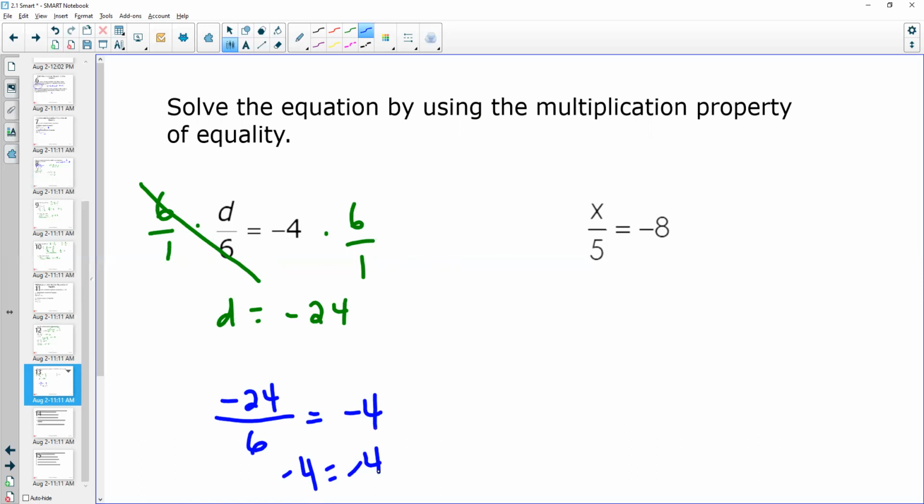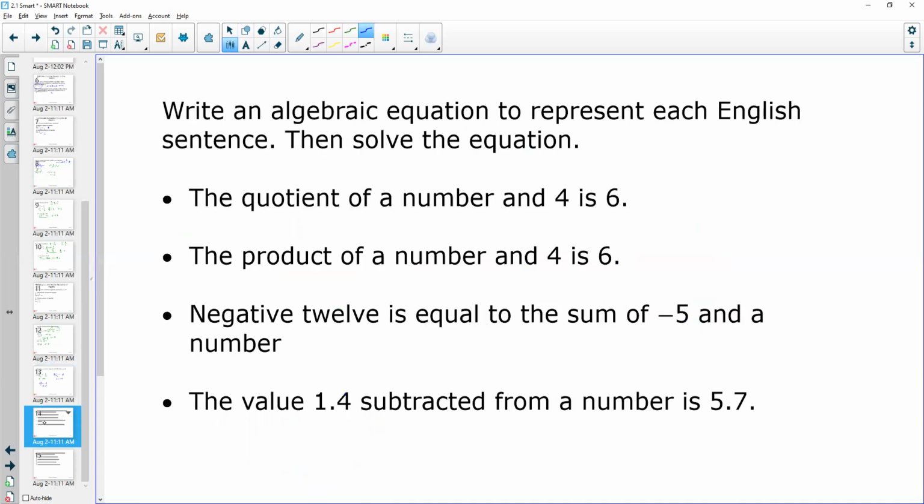Same thing on the other side. I'm going to multiply both sides by the denominator over 1, by the reciprocal. That's going to cancel these 5s. It's going to give me x equals -40. And again, you can check. Okay. The last few things here is to write an equation to represent the sentence.